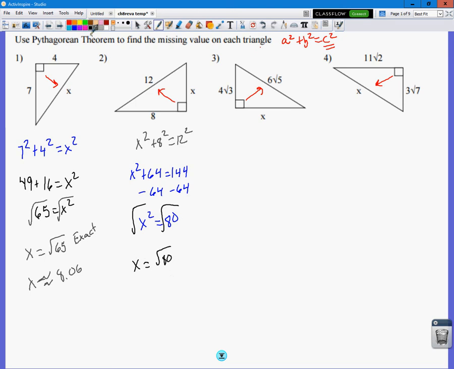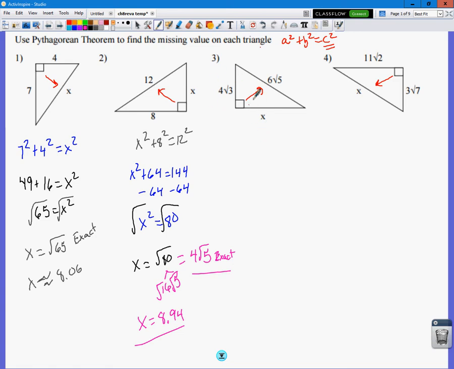This can be simplified because it has a perfect square that will go into it. 16 goes into it 5 times. So because I can take the square root of 16, this would be 4 square roots of 5. This would be my exact answer. And in decimal form, this would round to 8.94.